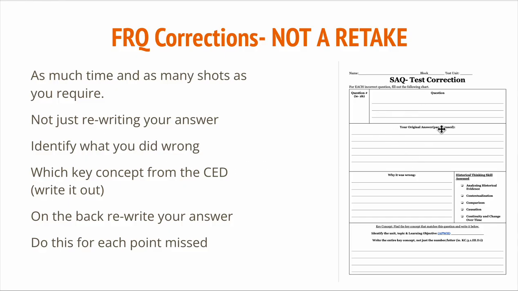You'll come and you'll take one of these forms. You'll identify what you did wrong. You'll rewrite your answer paraphrased. You'll say why it was wrong. You'll also identify and write out the key concept that it is related to. And then on the back, you're going to rewrite your answer. And again, you can come to me and I'll tell you, oh, that's wrong or right, and you need to adjust this. And you can keep doing it until you get it right. It's really that important that you learn how to answer the questions correctly and you actually learn from your mistakes, right? And so you're going to do this for each point that you've missed. So if you've missed 3 SAQs, then you have to come and do this thing 3 times, so all 3 parts of the SAQ.